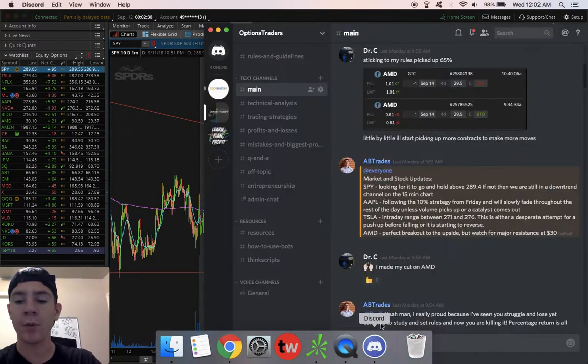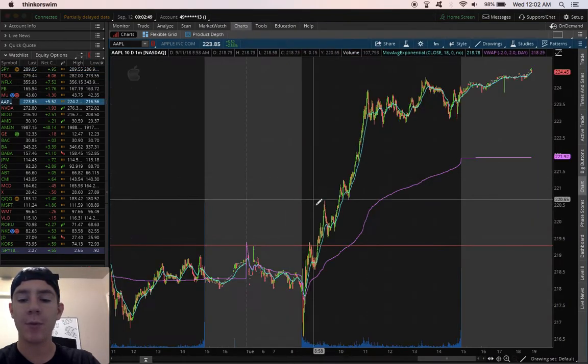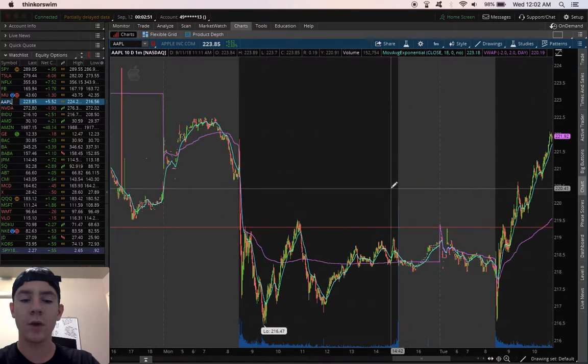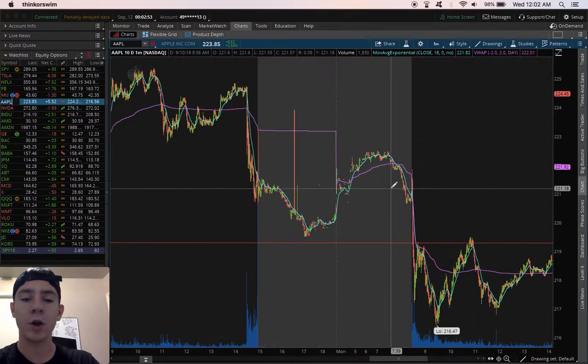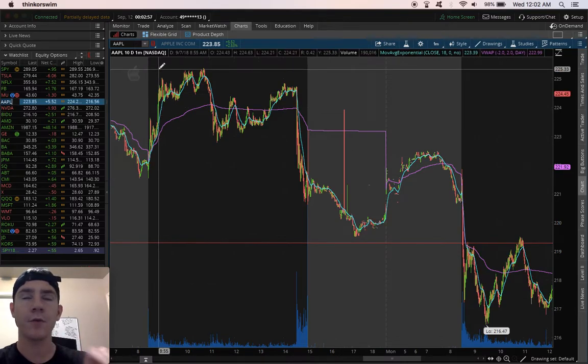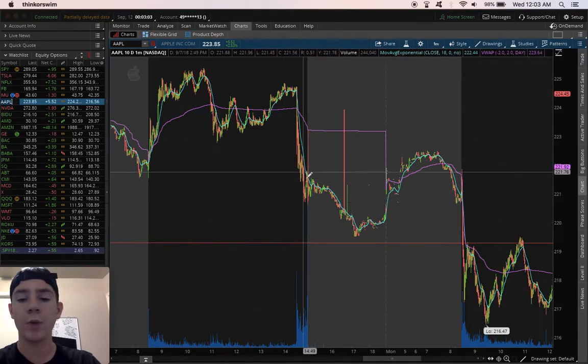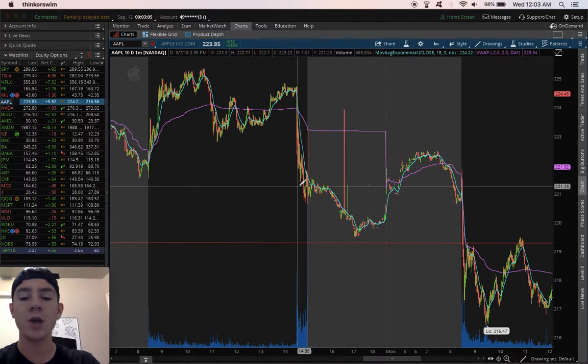Now let's look at another example. Apple, following the 10% strategy from Friday, will slowly fade throughout the rest of the day unless volume picks up or there's a catalyst. So let's look at Apple from yesterday. As you can see here, the trading range from the previous day, which was Friday, is between 225 and 221, but we closed in the bottom portion of this range.